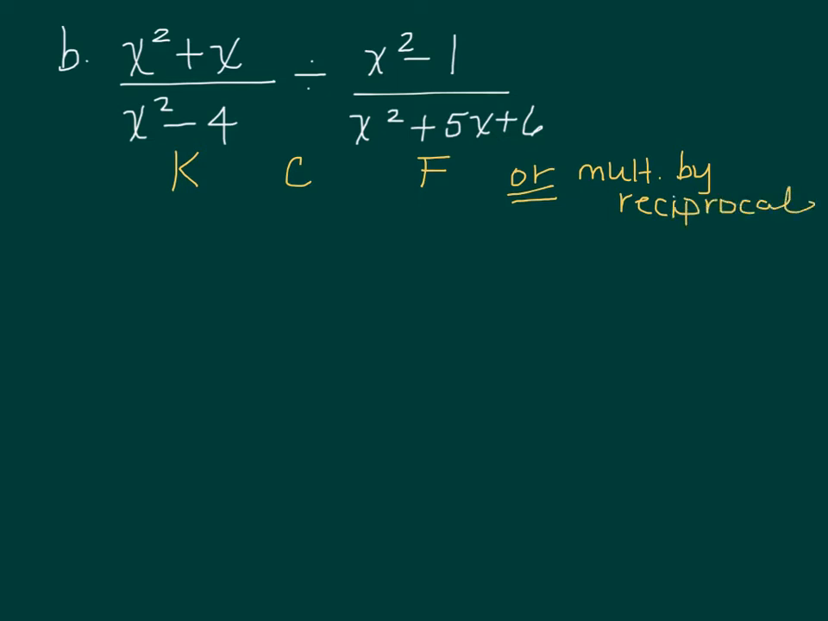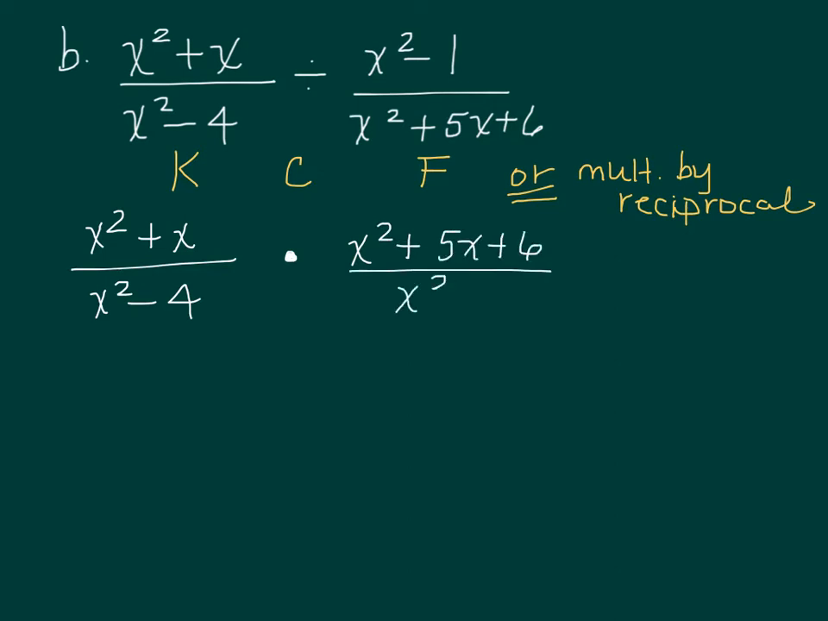Okay? So that means the first fraction you're going to keep like it is. The second fraction, first you're going to change this to multiplication. That's important. And then you're going to do the reciprocal or flip the second fraction. Once you do that, then it's just like a multiplication problem. But make sure you factor. I think everything can be factored here. So I'm just going to put factor.